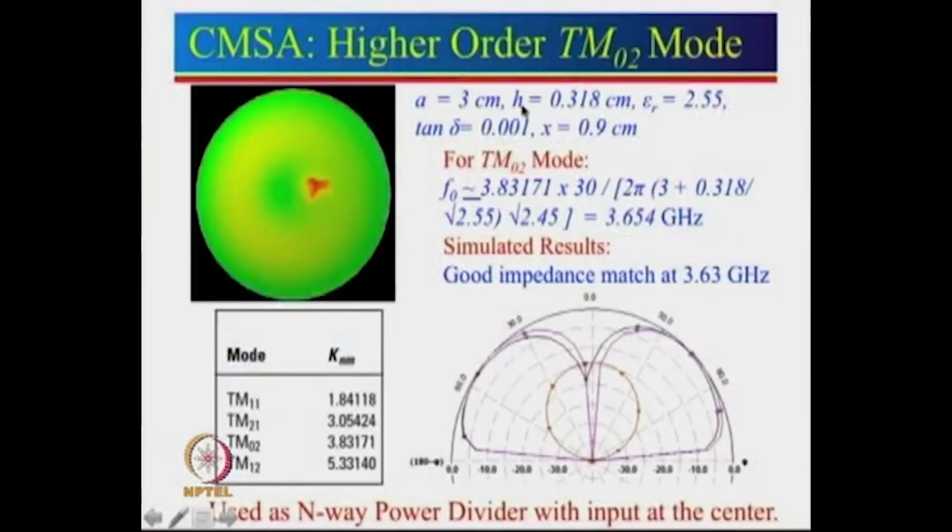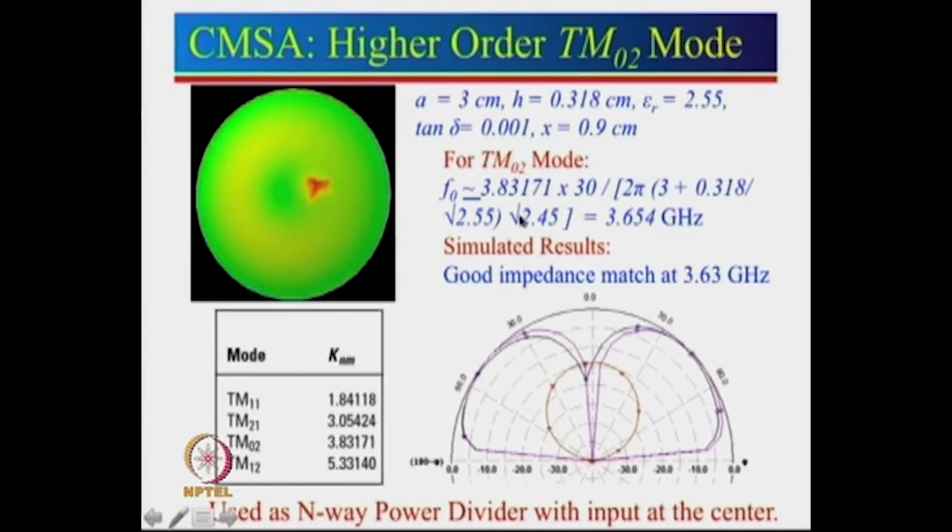Then let us look at another mode, which is the TM02 mode. Beforehand I want to tell you, this mode is generally not used for antenna application, but it has a very good application as an N-way power divider, but we will come to that one by one. So again the case is the same, A is 3, H is 0.318, epsilon r and tan delta same as before. X is also very similar to the TM11 mode, so X is 0.9. Now since this is a 02 mode, we have to see what the KNM value is. So KNM value is 3.83, we put it over here.